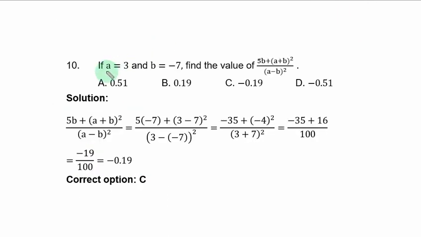Question 10. If a is equal to 3, b is equal to minus 7, find the value of 5b plus bracket open a plus b bracket close all squared, all over bracket open a minus b bracket close all squared. This is what you are asked to evaluate. So you replace b with minus 7 and a with 3. You have this result. If you simplify, you have this and this. If you add, you have this value, and when you divide, you have minus 0.19. C is the correct option.